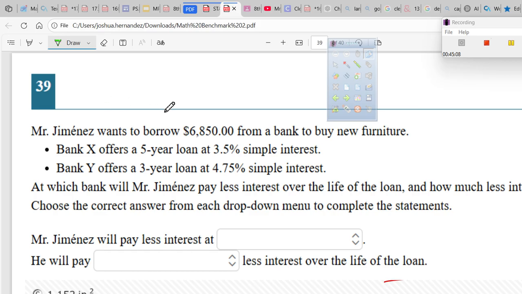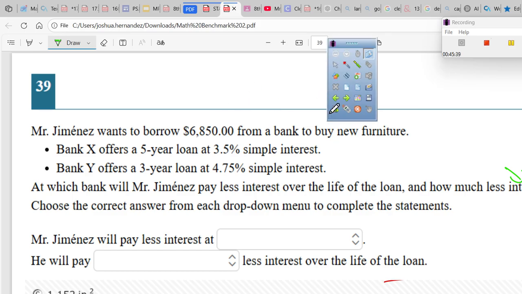Mr. Jimenez wants to borrow that much rent from the bank. Okay, so 2 banks. We did this one in the review, guys. How much less interest will you pay? He will pay less interest. Which bank will Mr. Jimenez pay less interest to over the life of the loan? And how much less interest will he pay? We have to do both. And these are going to be what kind? Does it say anything? Simple interest.